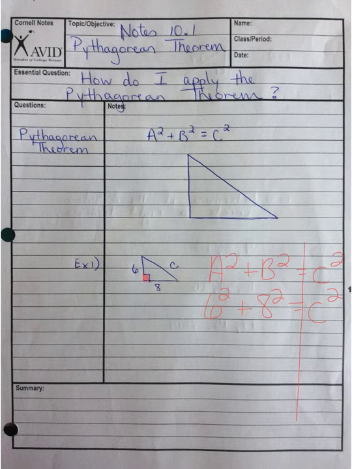So we need to square these. Squared means times itself. 6 times 6 is 36. 8 times 8 is 64. And I'm working down my paper and I'm literally just solving an equation. And so 36 plus 64 is 100. Well, now 100 equals the C squared.